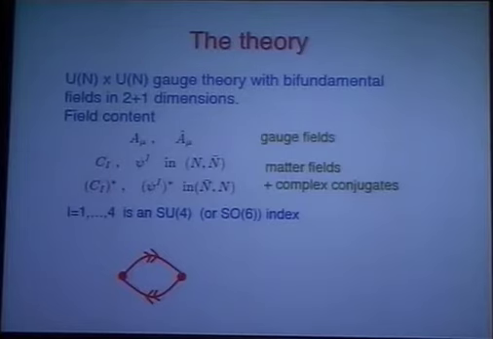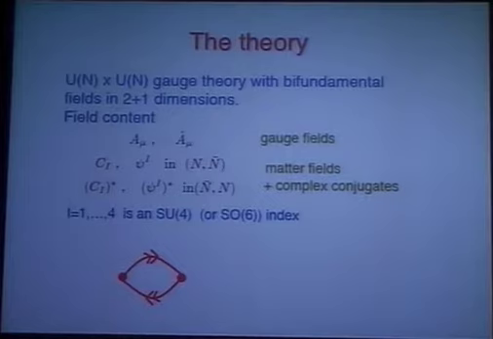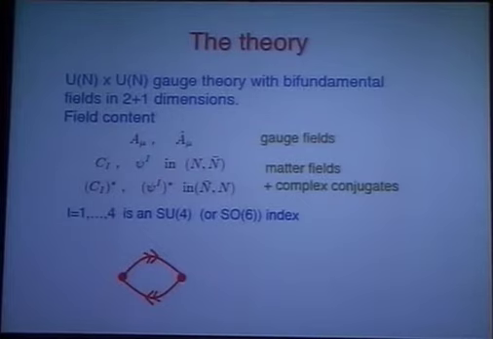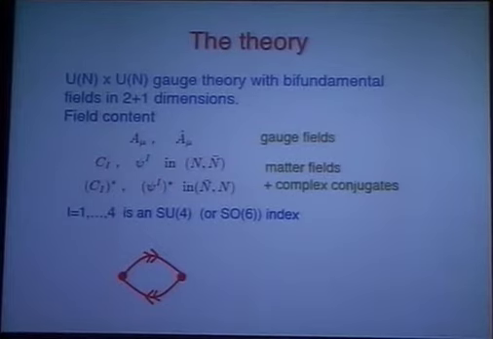Now, the theory we will be discussing is a particular gauge theory, which has a U(N) x U(N) gauge group. In addition, we have matter fields in the bifundamental representation. So we'll have 4 complex fields in the N, N-bar representation of this gauge group, and their corresponding 4 fermionic partners. And then, of course, we have the complex conjugate fields. And we also have these gauge fields. So that's the field content of the theory.